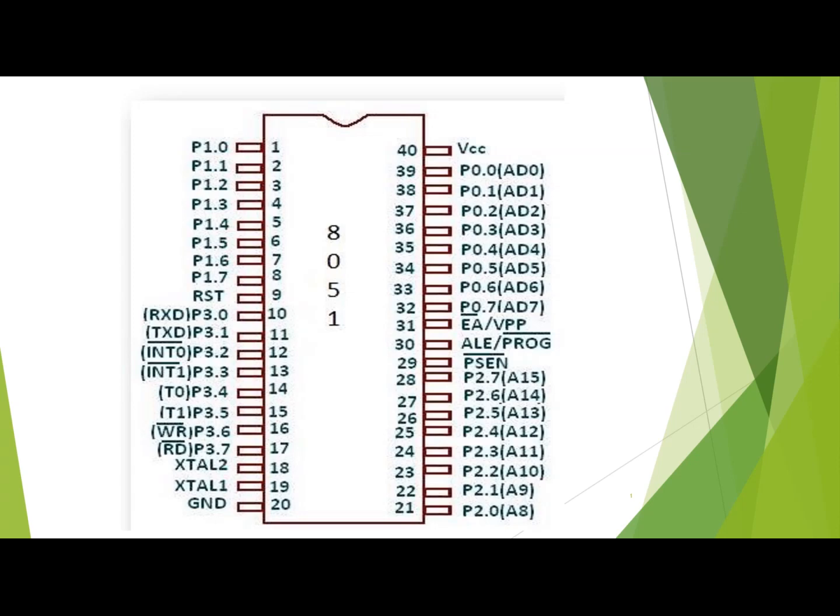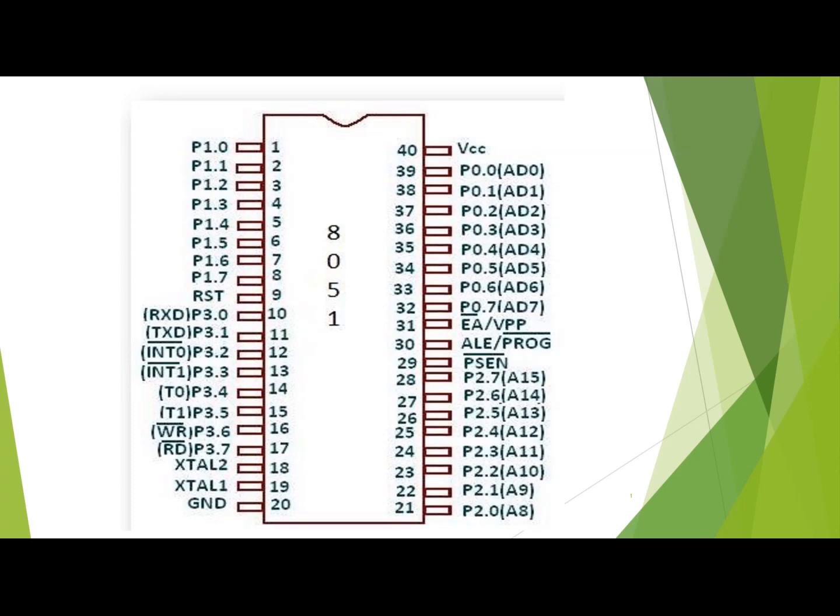Now I'll list out the alternate functions of port 3. Port 3.0 is RxD, which is used for serial input. Port 3.1 is TxD, which is used for serial output. Port 3.2 is INT 0 bar, which is external interrupt 0. Port 3.3 is INT 1 bar, which is external interrupt 1.